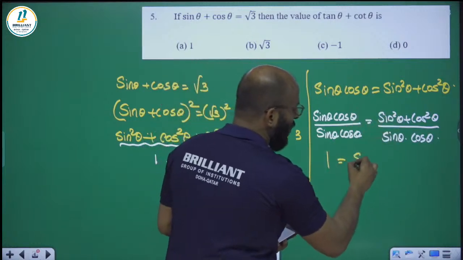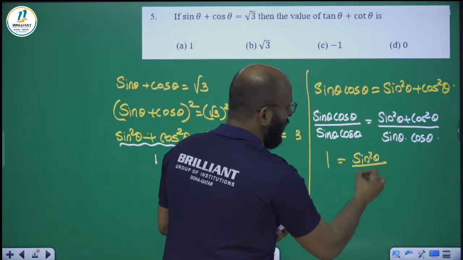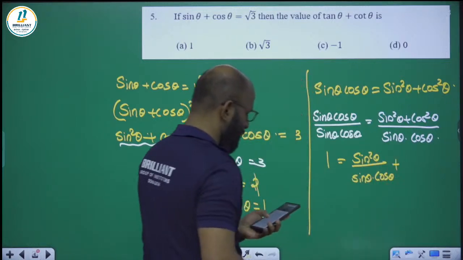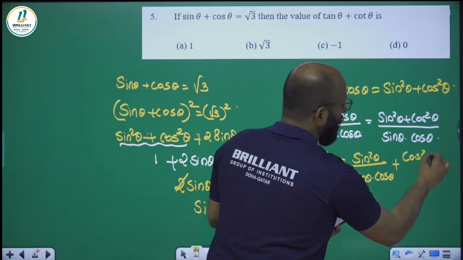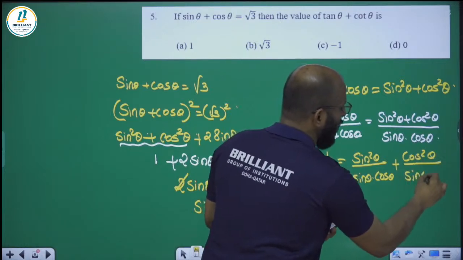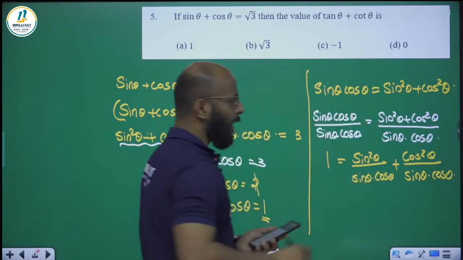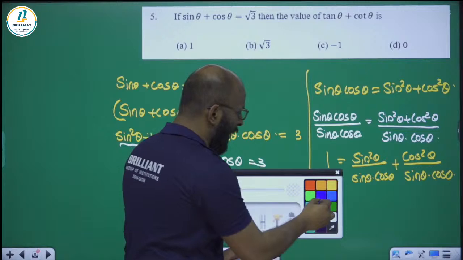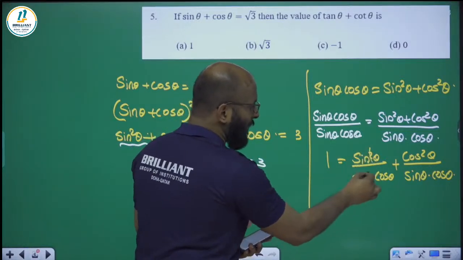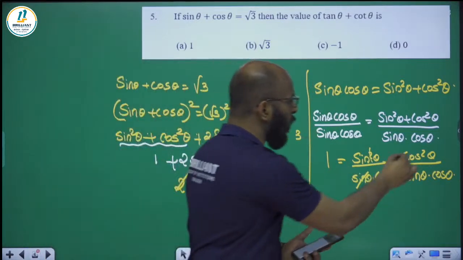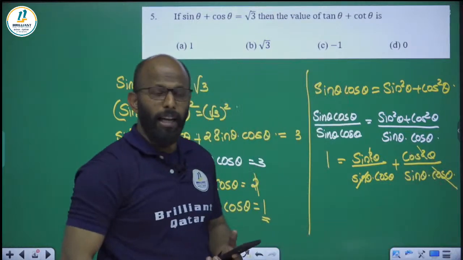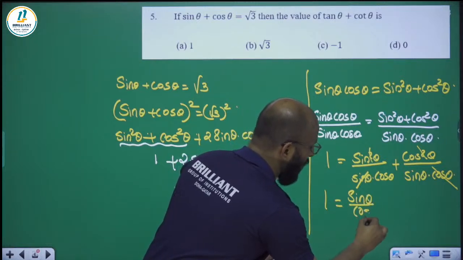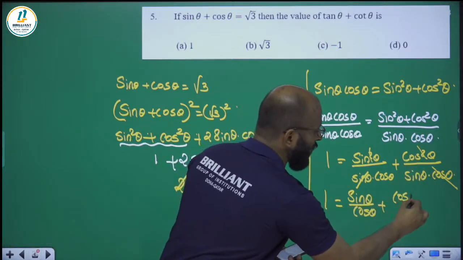Now the right hand side separately we can divide: sin square theta divided by sin theta into cos theta, plus cos square theta divided by sin theta into cos theta. Right? Then tell me what is the next step? Yes, sin square theta, very good. Sin square theta and sin theta, this square and this sin theta we can cancel. Here cos square and this cos theta we can cancel. We'll get 1 is equal to sin theta by cos theta plus the remaining one is cos theta by sin theta.